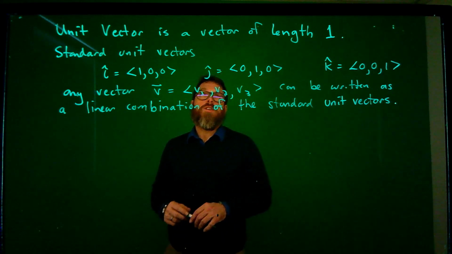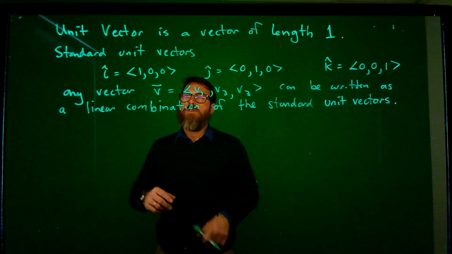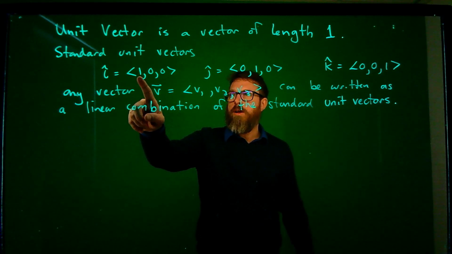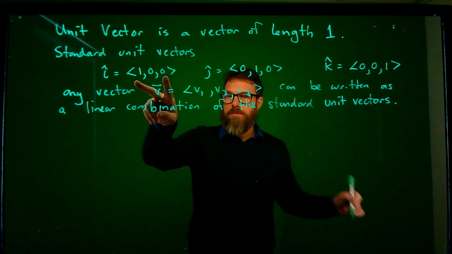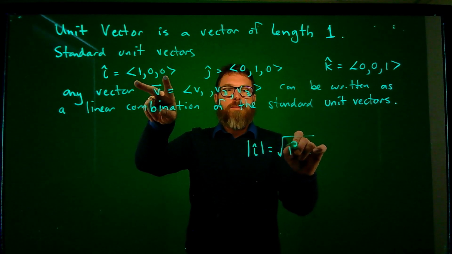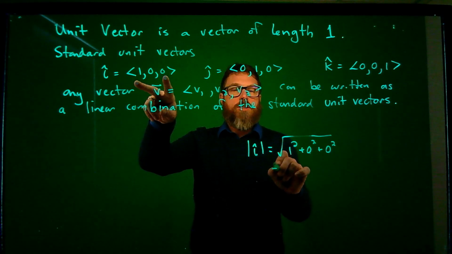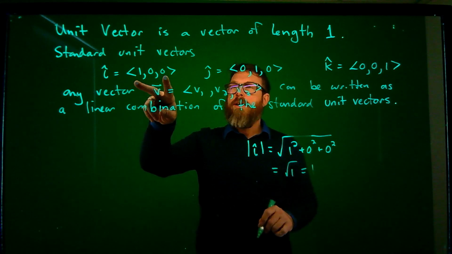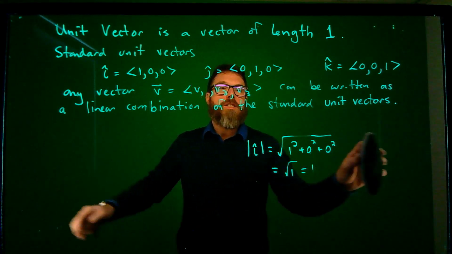So a unit vector is a vector of length 1, and I want to start out with our standard unit vectors. So the vector i is going to be 1, 0, 0, and I know when I find the magnitude of this thing, the magnitude of vector i is going to be the square root of the first component squared plus the second component squared plus the third component squared. So this is going to be the square root of 1, which is equal to 1. Very similar, if I do it with j and k, we're going to get 1 as well. So we can tell that these things have unit length.